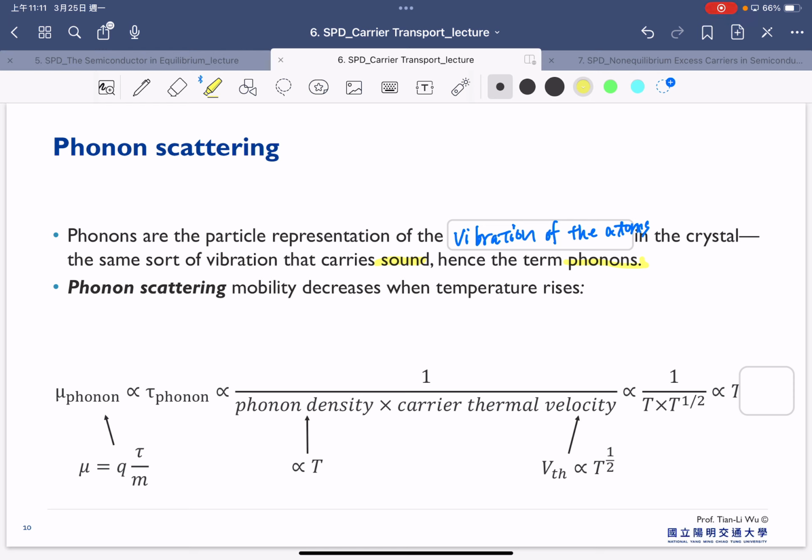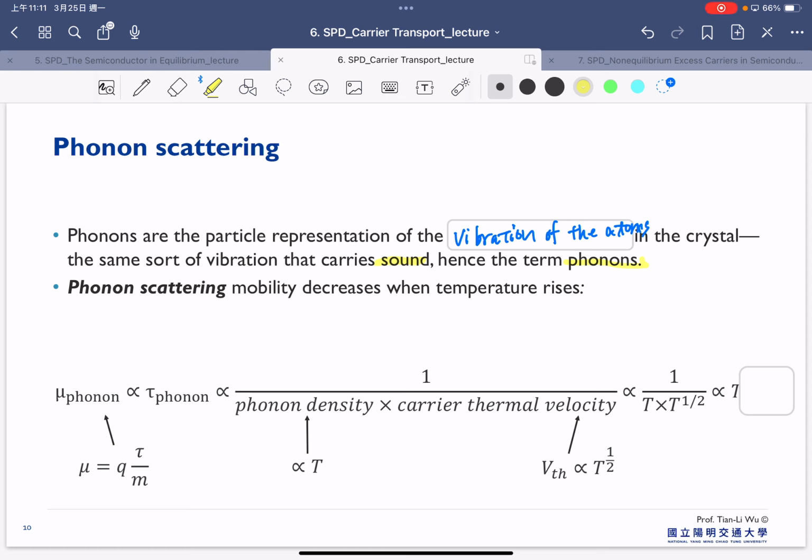Similar to the phonon, there's a term called the photon. That's 光子. The phonon is called 声子 because once you have a vibration of atoms, that's similar to the vibration that carries sound. So that's why we call this a phonon.